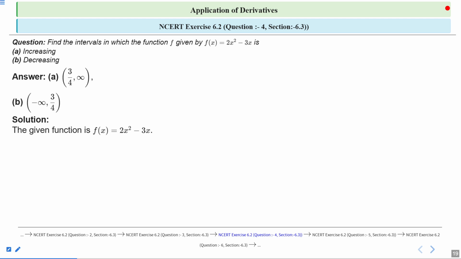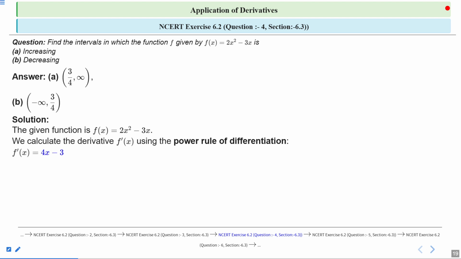The given function is f(x) equal to 2x square minus 3x, right? We calculate the derivative f dash x using the power rule of differentiation. So f dash x is equal to 4x minus 3, right? Since f(x) is 2x square minus 3x, f dash x will be equal to 4x minus 3.